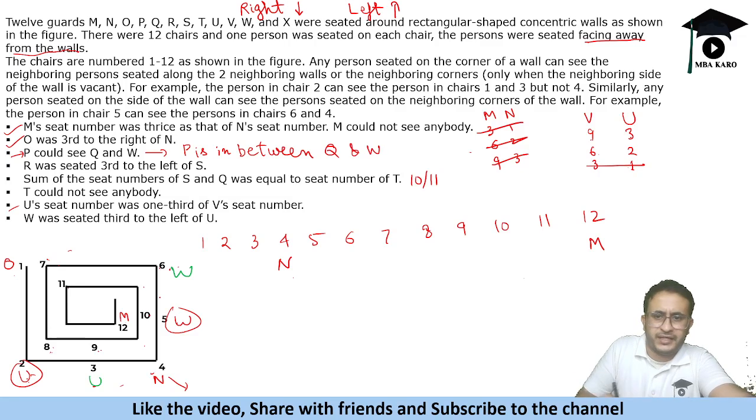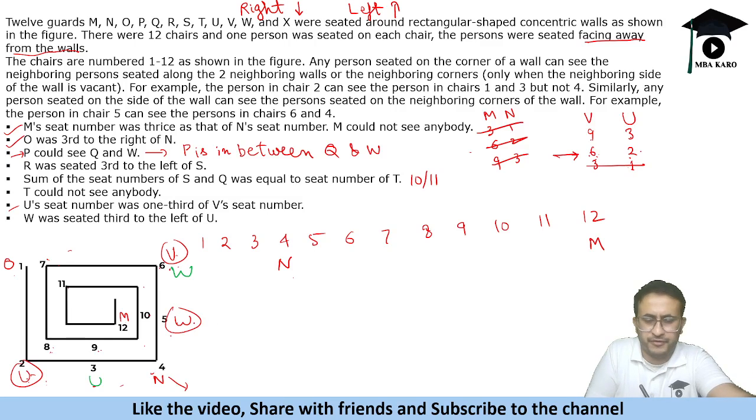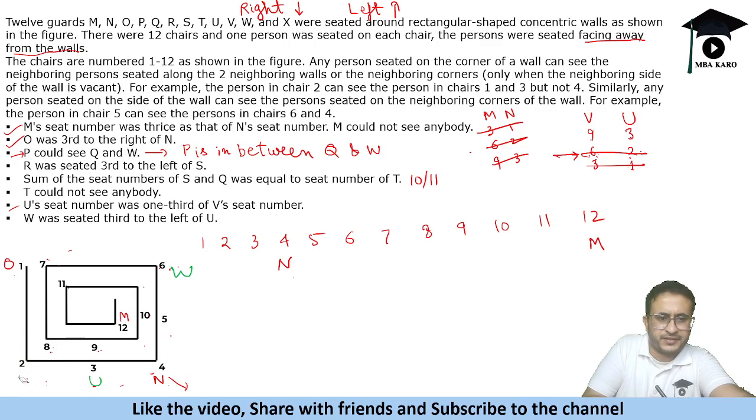And if you go by the sixth one, then V should be at 6. So if you are considering this case, 2 and 6, 2 should be U, 5 will be W, and 6 will be V. So P has to be between Q and W. Now between Q and W we cannot have P because this side we have N, this side we have V. So this case is not possible. So we will remove this red case, and now we have U and W. And hence V is at 9. So this is also done.